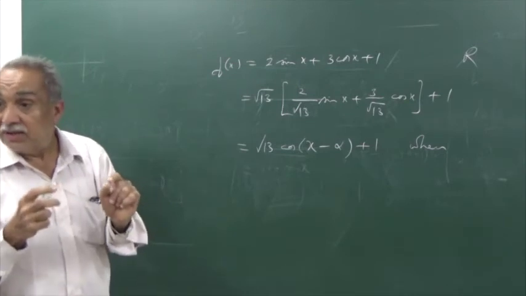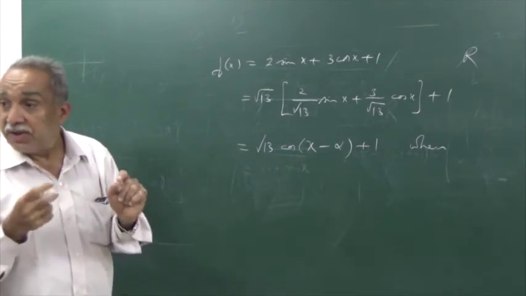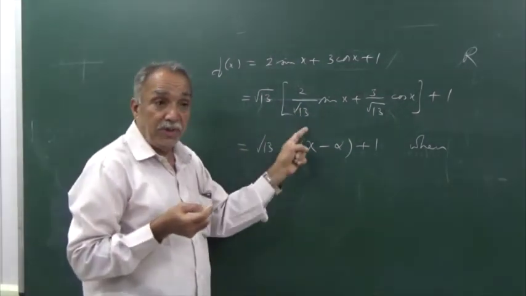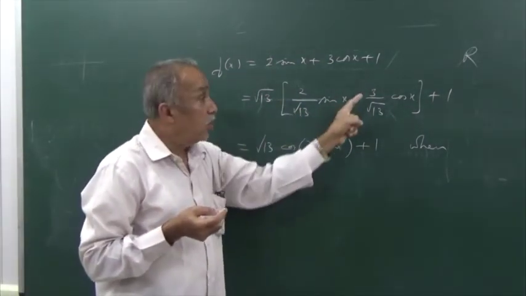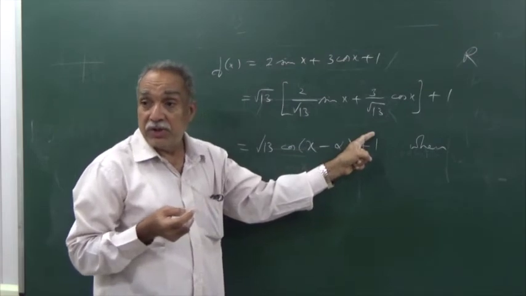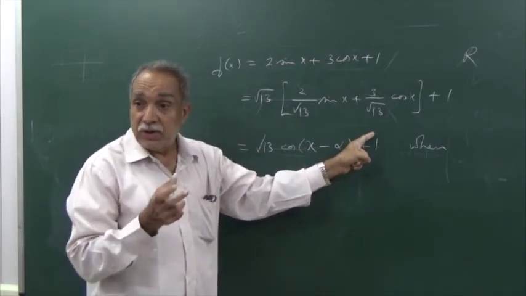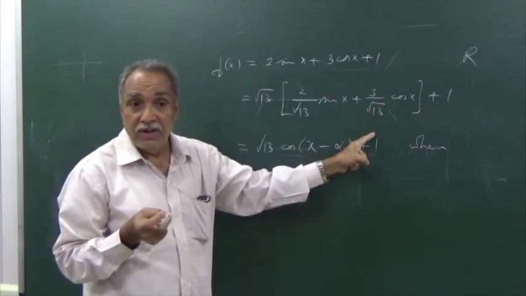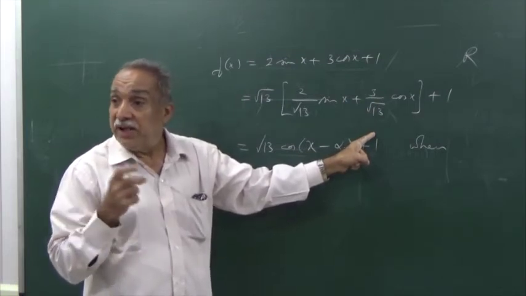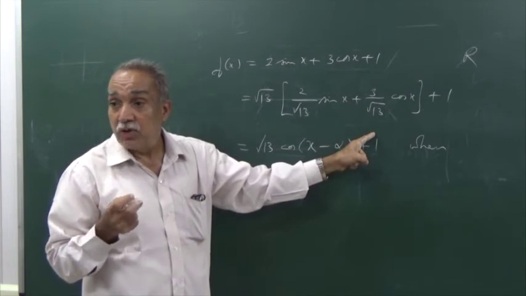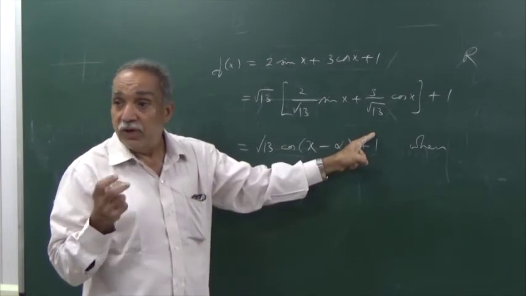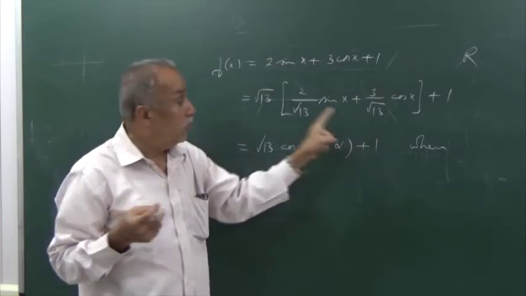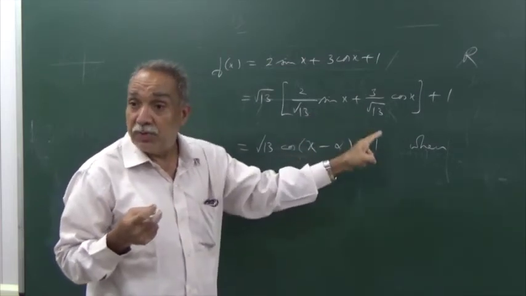Is the angle such that the sin ratio is 2 by root 13 and cos ratio is 3 by root 13, or clubbing the two, tan ratio is 2 by 3. But there are many angles with tan ratio equal to 2 by 3. Are you free to use any of those values as value of alpha? No. You want sin to be positive, cos to be positive.